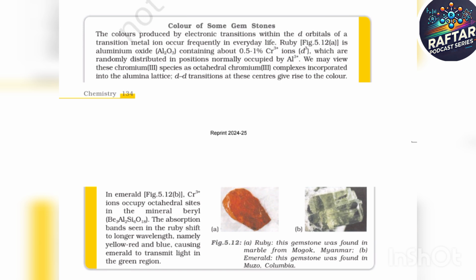In emerald, figure 5.2b, Cr3+ ions occupy octahedral sites in the mineral beryl, Be3Al2Si6O18. The absorption bands seen in the ruby shift to longer wavelengths, namely yellow, red, and blue, causing emerald to transmit light in the green region. A. Ruby. This gemstone was found in marble from Mogok, Myanmar. B. Emerald. This stone was found in Muzo, Colombia.